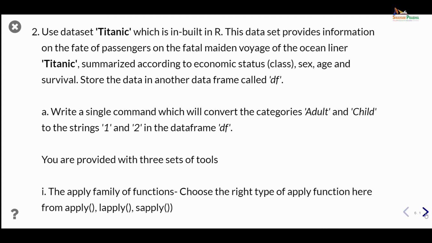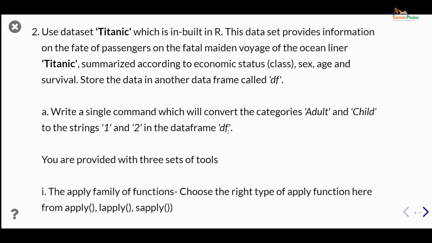Now let's go ahead and see the second problem. The second problem is to use the dataset Titanic, which is inbuilt in R. This dataset provides information on the fate of passengers on the fatal maiden voyage of the ocean liner Titanic, summarized according to economic status, which is nothing but the class in which the passengers traveled, sex of the passengers, age and survival status. And we are asked to store the data in another data frame called DF.